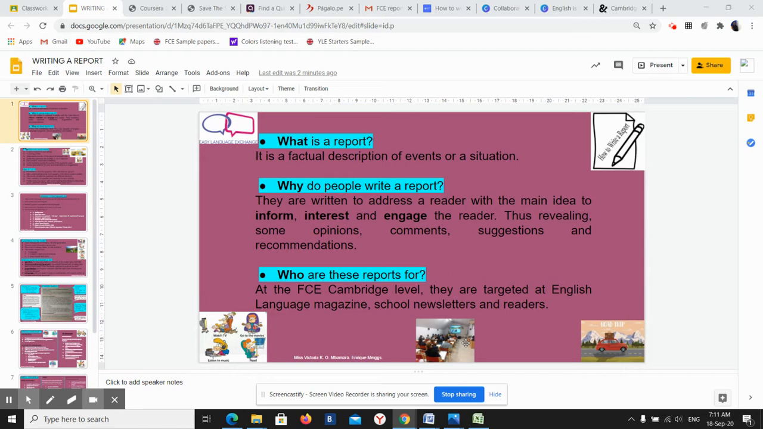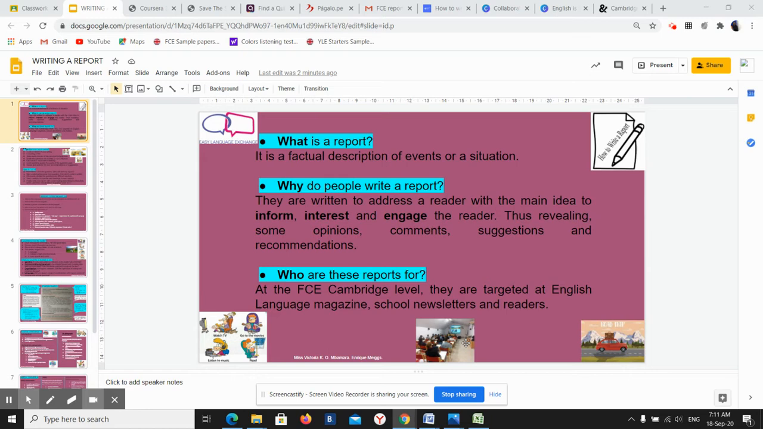Now, what is a report? This is when you describe a particular situation that has already happened, to explain what went wrong or your experience about it, and what you recommend in such a situation in case it repeats itself in the future.